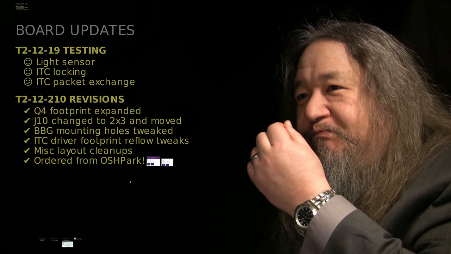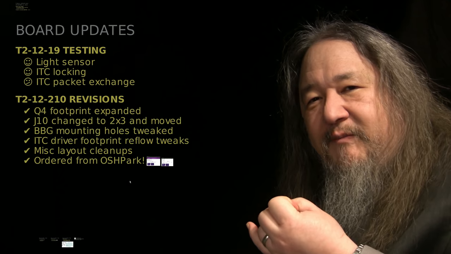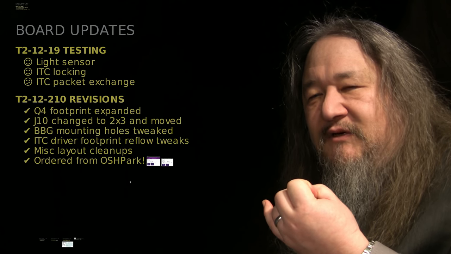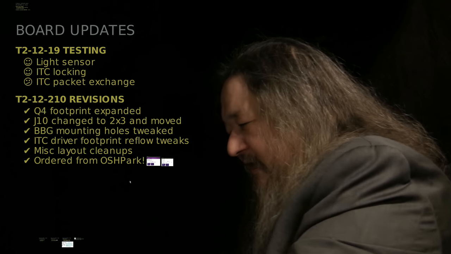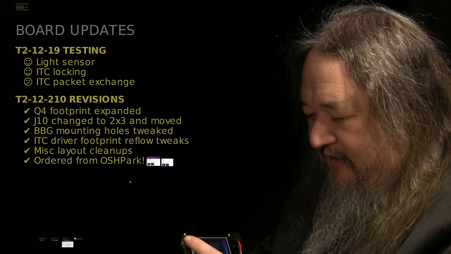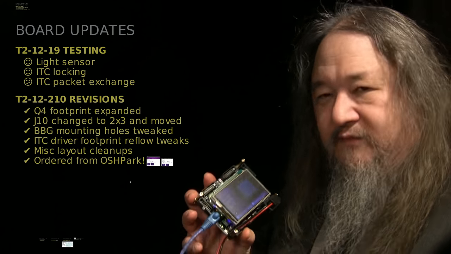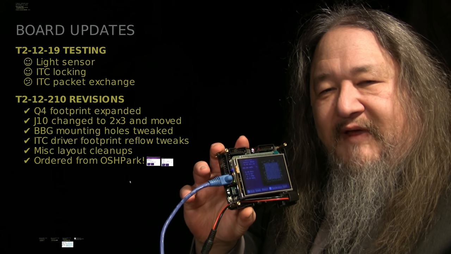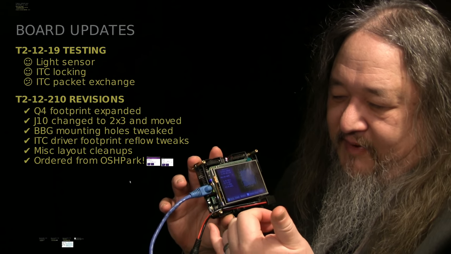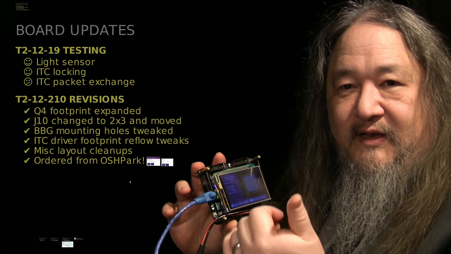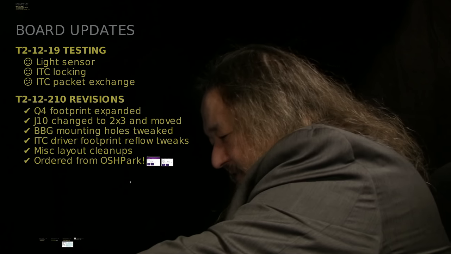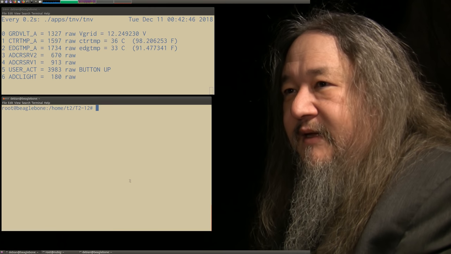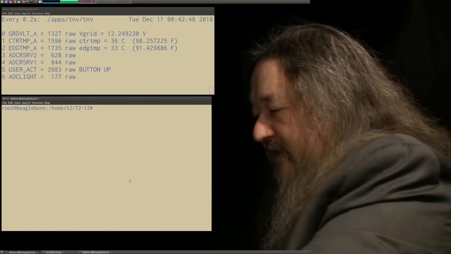All right, so in the new rev of the board from last time, we added a light sensor that we needed to test, and then we needed to test the intertile connectors, the ITCs. So this is the board from last time. We've actually got it plugged in and powered up here, and we've got it connecting with Ethernet so that we can actually SSH into it and take a look at it, and that's what we've got here.